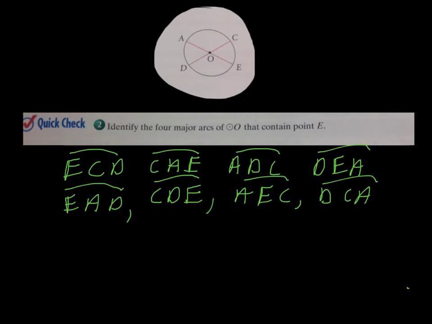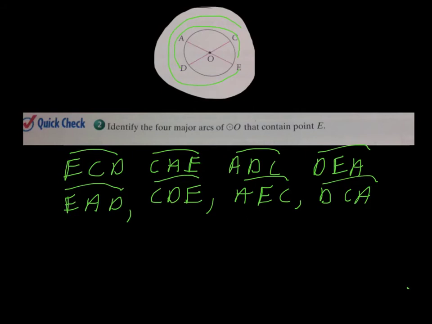Arc ECD starts at E, goes through C, all the way around to D. That's the first one, starting at E, ending at D. You can call that ECD or EAD. Next one, starts at C, goes through A and D, all the way around to E. That's the second one. All right, that's 2.